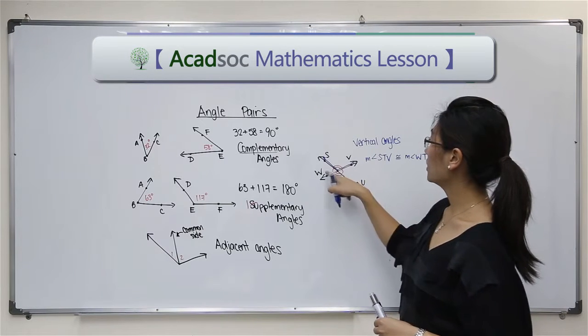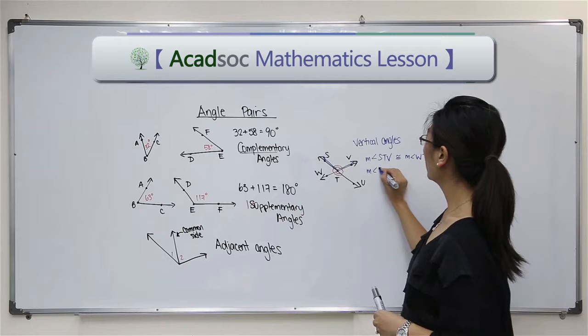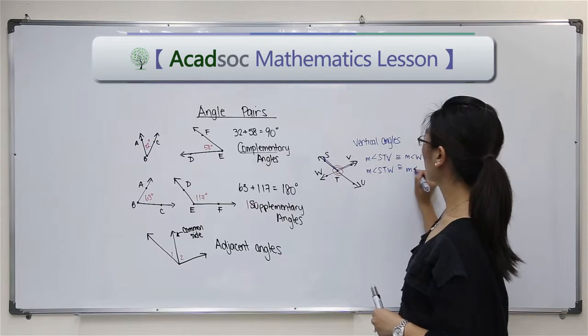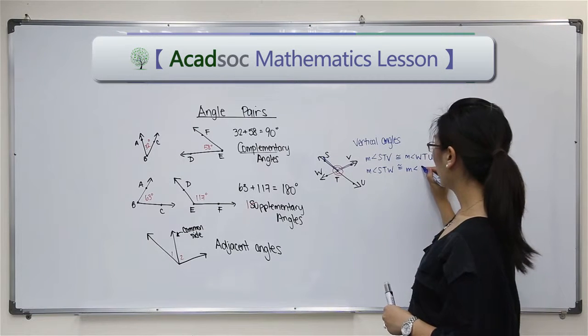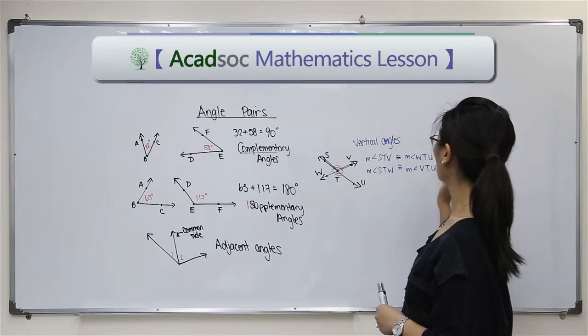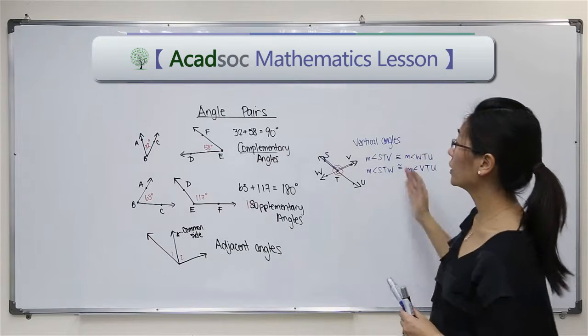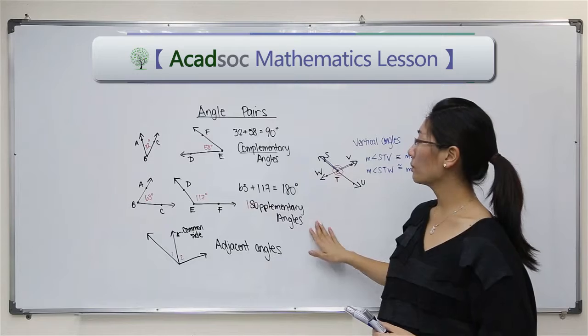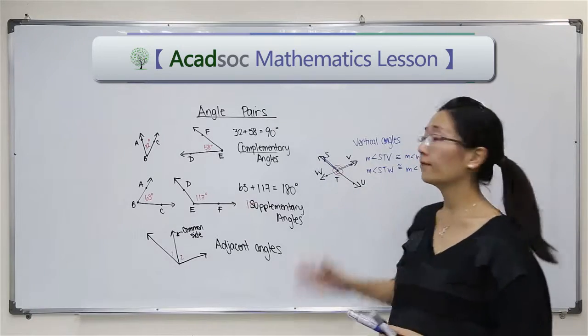And same thing with these two. The measure of angle STW is congruent to the measure of angle VTU. So these four are special angle pairs that you should know about: complementary angle, supplementary angle, adjacent angles, and vertical angles.